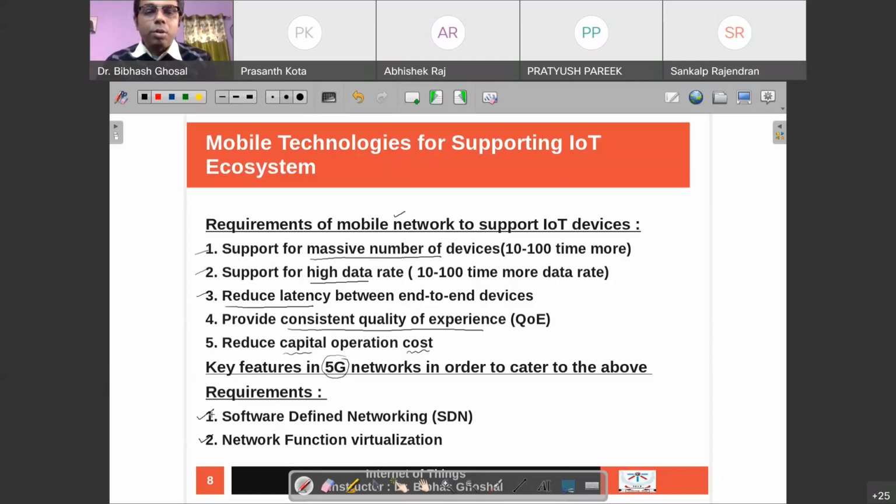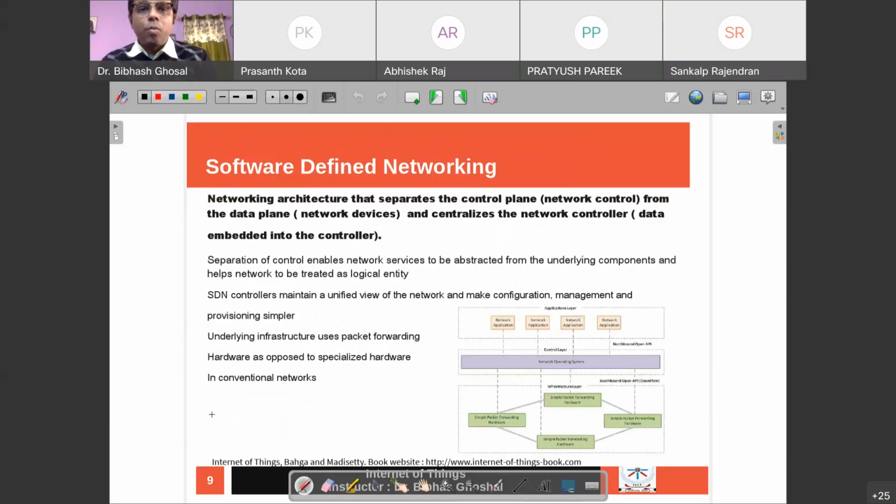The first is called software defined networking. You may have heard of this term. It's called SDN IoT, very, very common. You may have come across SDN switches. What are these? Look at the term software defined networking. It means the networking will be controlled through software. This is the basic idea. What do you mean by that?